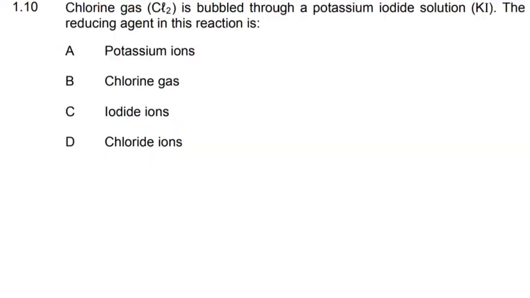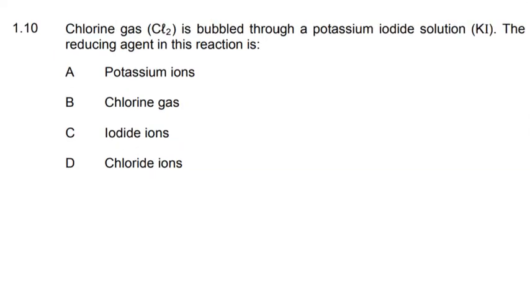All right, so still in November 2015, question 1.10 says, chlorine gas is bubbled into a potassium iodide solution. The reducing agent in this reaction is... there are a few key words here. We have the word solution, which means these two things are in aqueous state, and they want to know which species is going to act as the reducing agent.